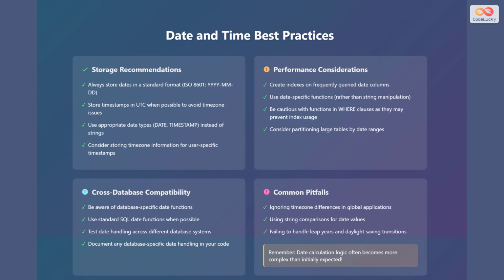Let's look at some best practices for working with dates and times in SQL. Always store dates in a standard format, such as ISO 8601, YYYY-MM-DD. Store timestamps in UTC when possible to avoid time zone issues. Use appropriate data types like date and timestamp instead of strings. Also, consider storing time zone information for user-specific timestamps. Create indexes on frequently queried date columns. Use date-specific functions rather than string manipulation.